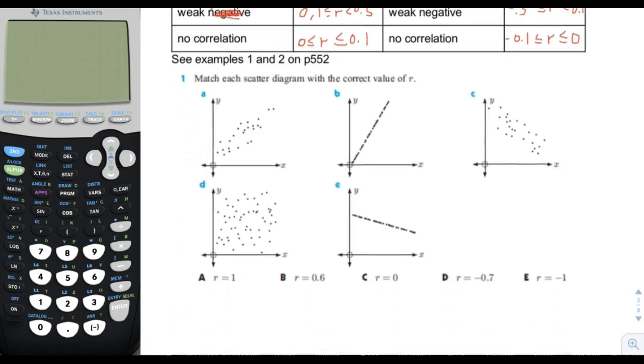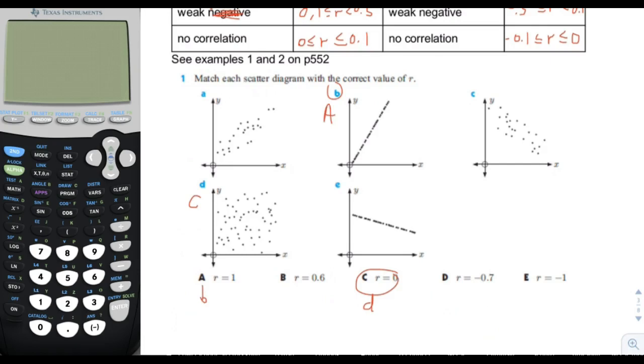Okay. Match each scatter diagram with the correct value of R. So, let's see. I hope they're going to be nice to us here and not give us anything really crazy. Let's start with that one. It says no correlation. Which one has no correlation? I would say D, right? This one looks like perfectly positive correlation, which would be positive 1. So I would say A, okay?